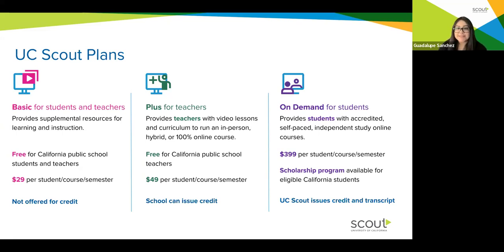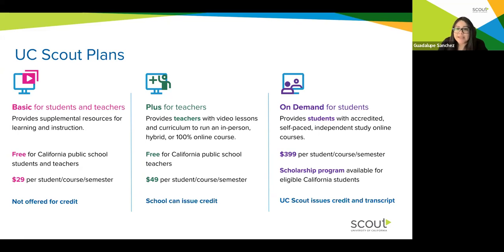Now, our Plus plan, once again, that is free for California public school teachers and of course the students that they would serve through the Plus plan, and at $49 per student per course per semester for any private schools in California or out of state. Now, with this plan, the school is able to issue credit for any of the courses that are adopted through our UC Scout program. Now, the majority of this presentation here, I'm going to focus on On Demand.